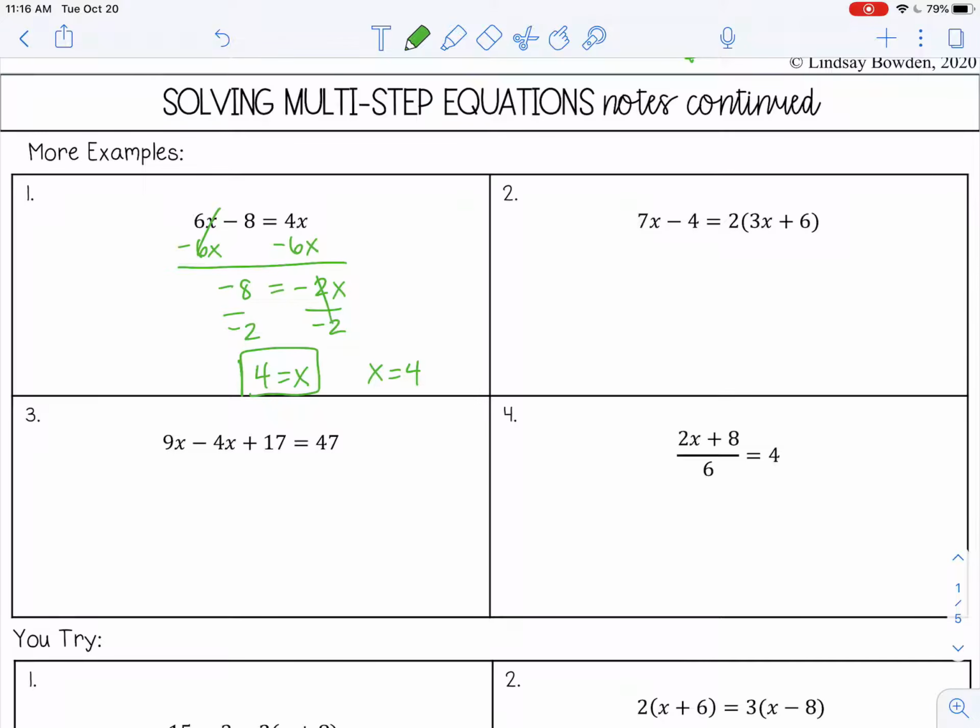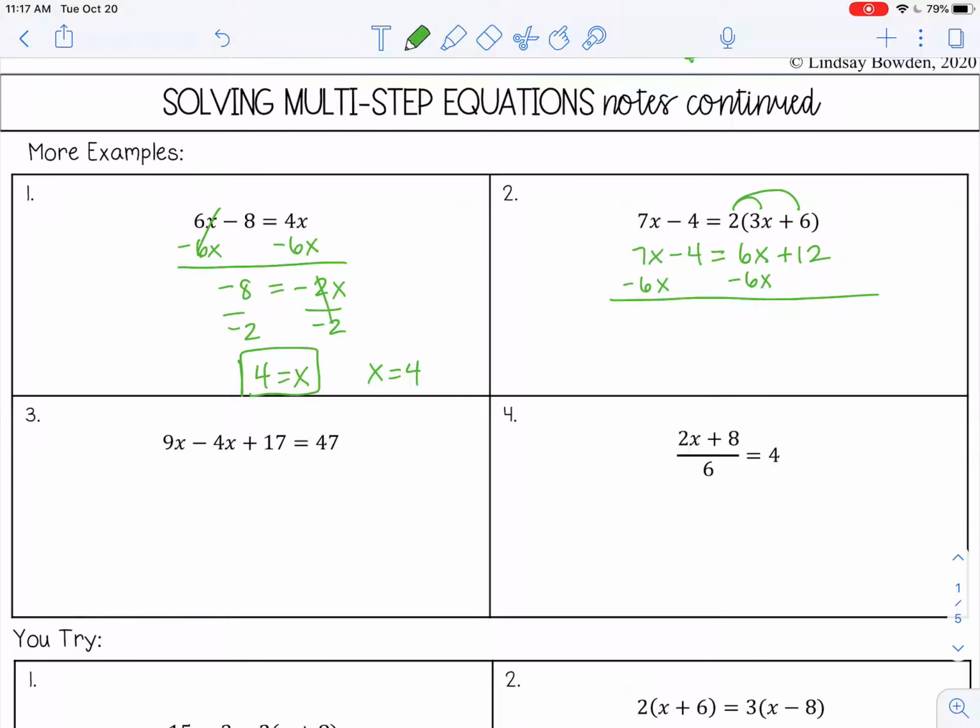Okay, number 2, let's see, I need to distribute on the right side. So I'm just going to bring the left side down. So 2 times 3x is 6x. 2 times 6 is positive 12. Now I want to get my variables on one side and my numbers on the other, my constants. So I'm going to subtract 6x first.